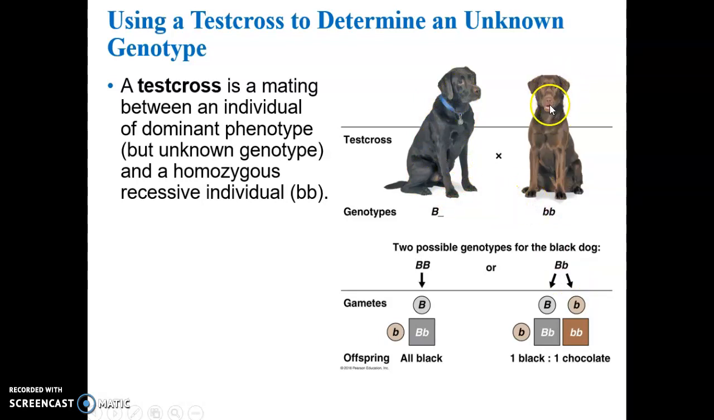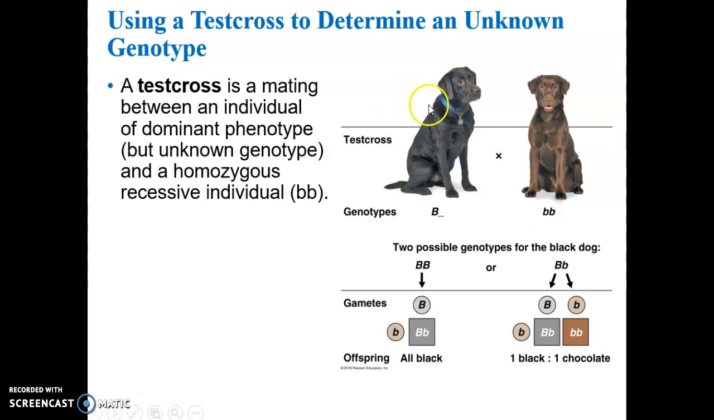Now, the chocolate lab, the brown coloration is recessive. So the phenotype can only be brown or chocolate if the dog genetically is homozygous recessive, meaning there's no dominant allele to get expressed. There's no dominant allele to hide or mask the expression of the recessive characteristic. Okay, so you have a chocolate lab. It mates with the black lab. The chocolate lab we know has to be homozygous recessive. Otherwise, it's not going to be chocolate or brown.